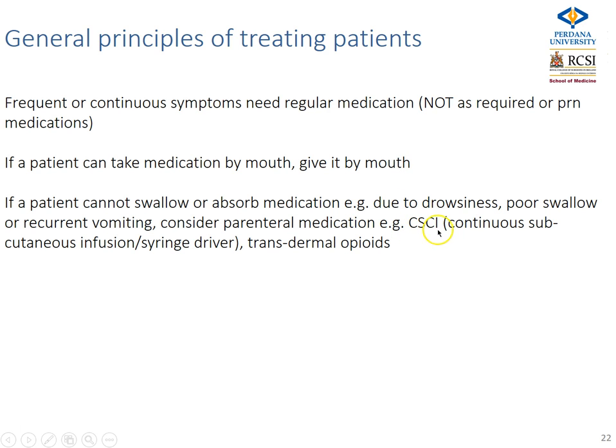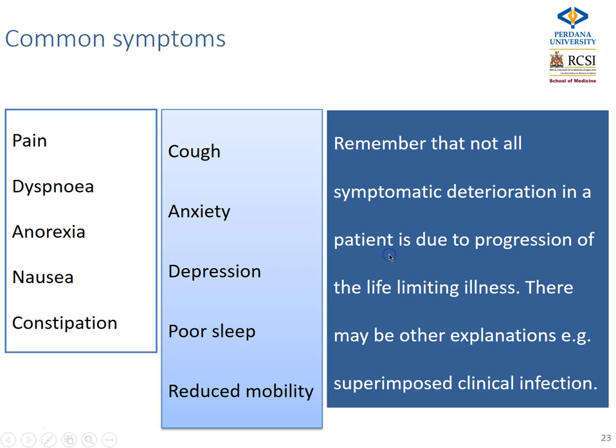We also have to give somebody continuous subcutaneous infusion or syringe driver for pain relief as they near the end of their lives. They may not be able to take oral medication, be unable to swallow, they may be drowsy, they may have recurrent vomiting, etc. So CSCI should be considered. Also, transdermal opioids are available, like fentanyl and other patches.